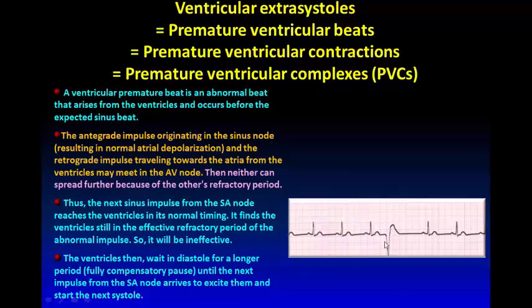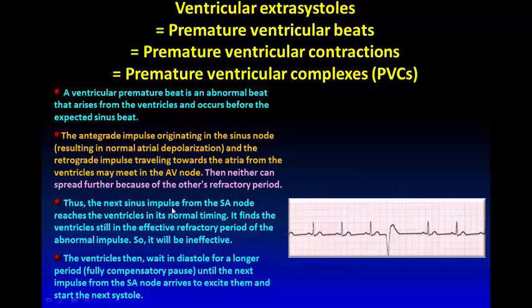A ventricular premature beat is an abnormal beat which arises from one of the ventricles, and it occurs before the expected normal sinus beat. The antegrade impulse, which originates in the sinoatrial node in its normal timing and results in normal atrial depolarization, and the retrograde impulse, which travels from an ectopic focus in the ventricles towards the atria, meet in the AV node. Then neither of the impulses can spread further because of the other's refractory period.